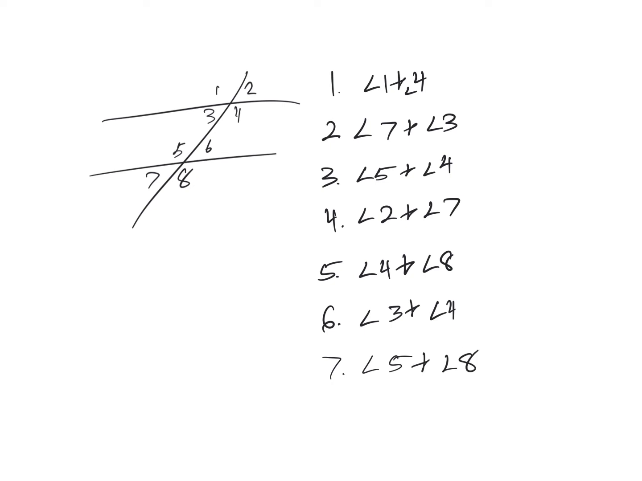Okay, number 1. Angle 1 and angle 4, they're at the same intersection, so it's either vertical or linear. So those are vertical. Number 2. Angle 7 and angle 3, they're on the same side of the transversal, so it's either corresponding or consecutive. They're in the same positions, so they're corresponding. They're both acute angles.